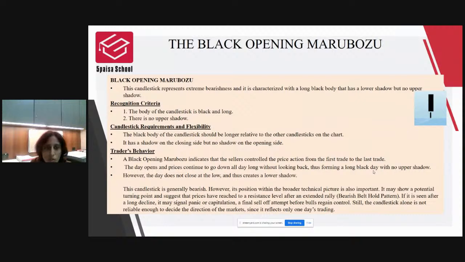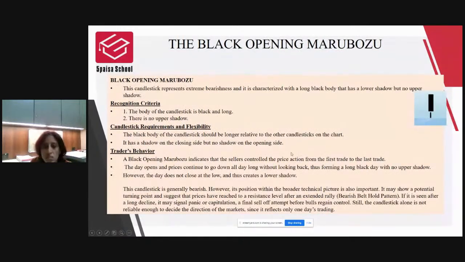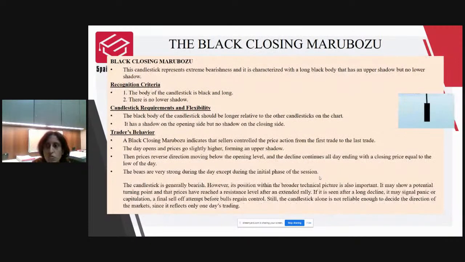right? So the shadow is seen on the closing side. Yes. This can also indicate a bullish trend setting in if it is seen after a long decline, and it may signal a panic or a capitulation. So black opening MARUBOZU we have seen.